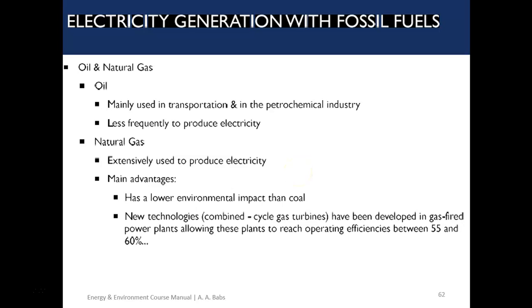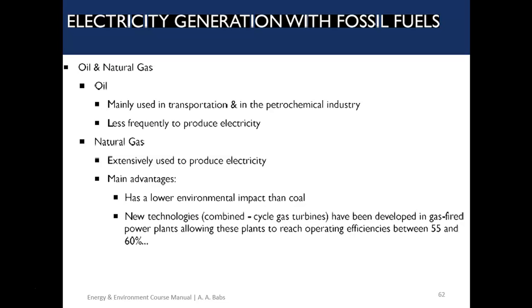Having discussed coal and how we can use coal to generate electricity in the coal-fired power generation plant, let us talk about oil and natural gas. Oil is mainly used in transportation and in the petrochemical industry. It is less frequently used to produce electricity. Natural gas is extensively used to produce electricity. The main advantage of natural gas is that it has lower environmental impact than coal.